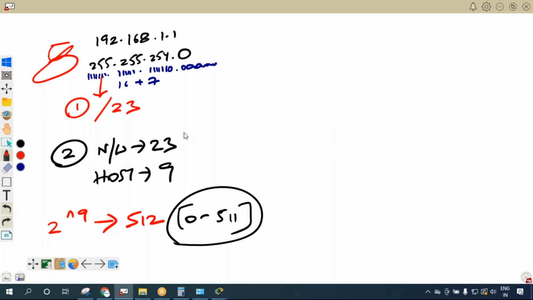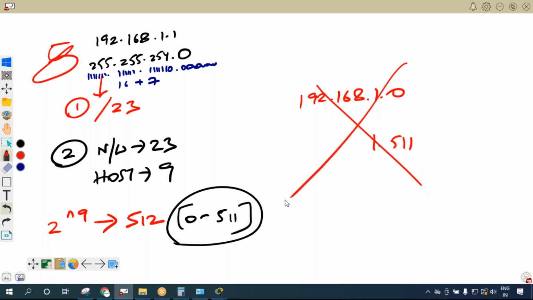So in this case it is not like that my first IP will be 192.168.1.0 and the last IP will be 511. It is not like that. We have to understand something more. Have you understood this? From slash 23, slash 22, if you go up, 23, 22, 21, 20, it will not be like this. Then what will it be? See here carefully.